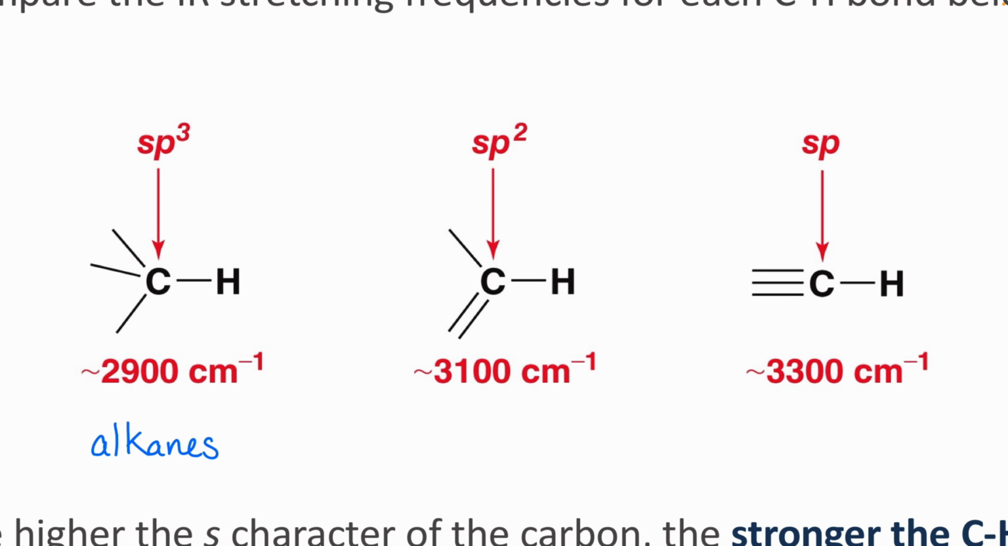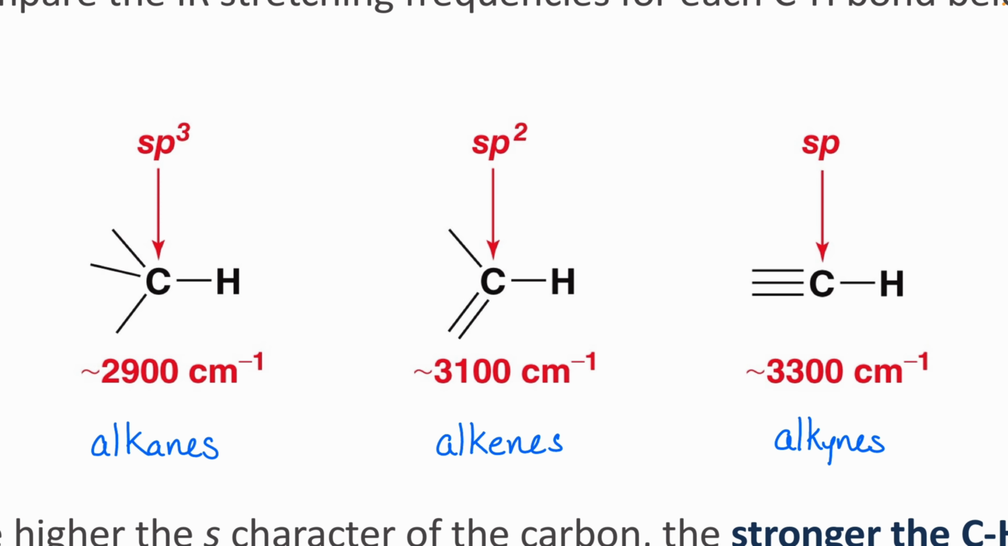If we have an sp2 hybridized carbon, so we have a carbon-carbon double bond in there, we absorb slightly higher than 3,000, around 3,100. If we have carbon-carbon double bonds, what functional group is that? Alkenes. And then lastly, if we have an sp hybridized carbon with a hydrogen on there, right? So a carbon-carbon triple bond, that absorbs even higher up, around 3,300. Carbon-carbon triple bonds would be what functional group? Alkynes.